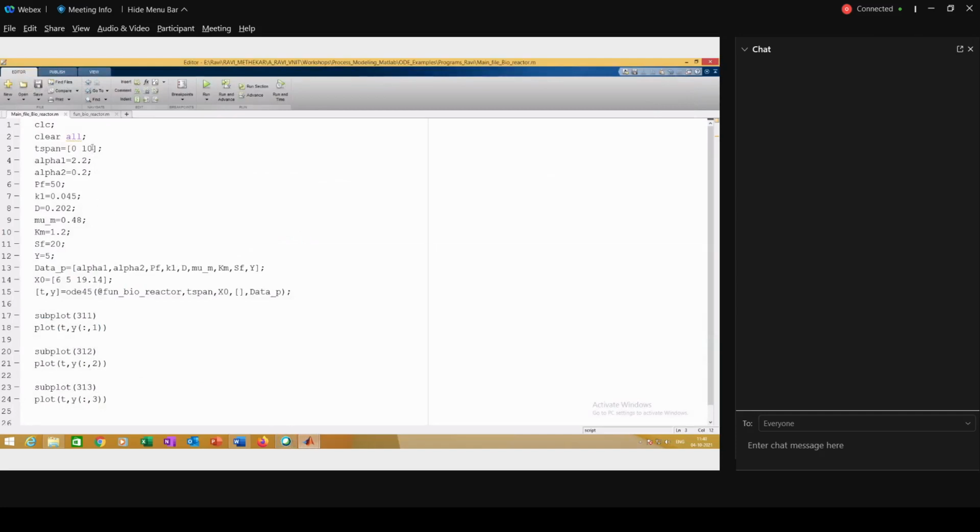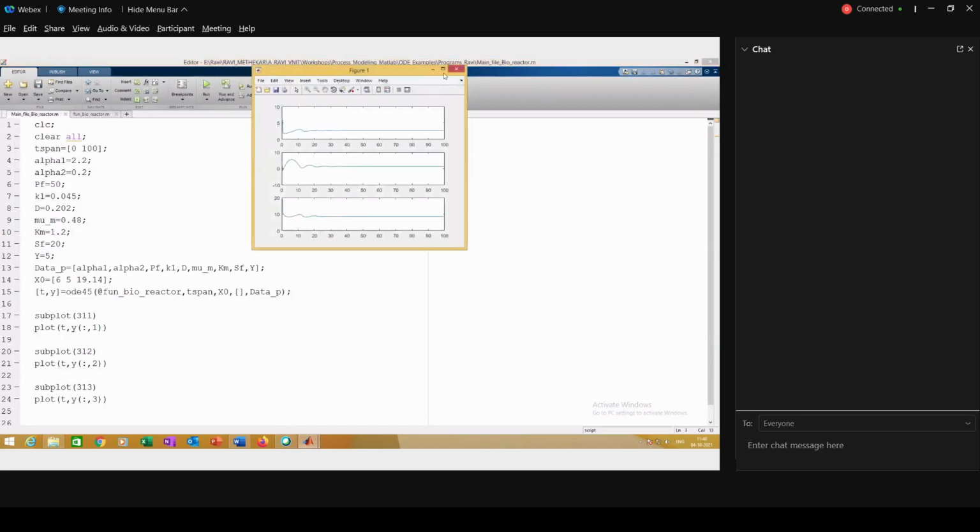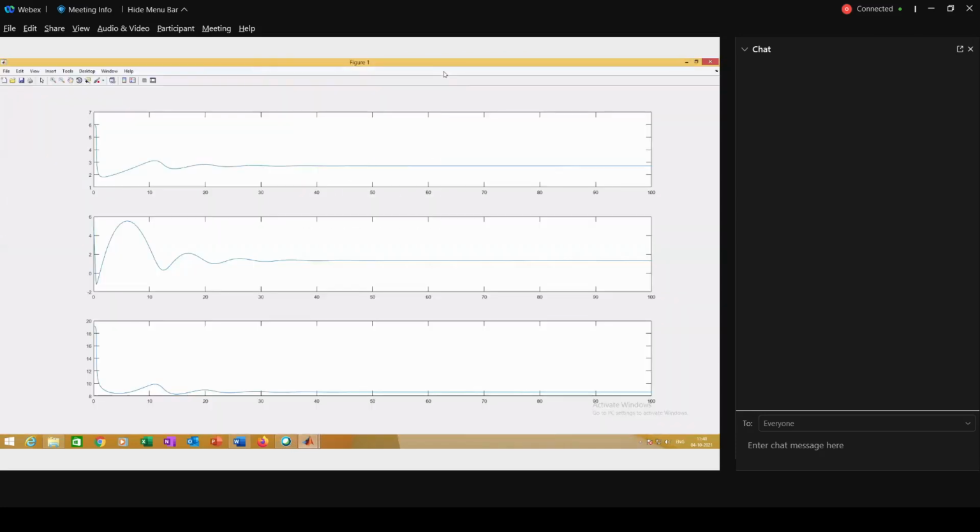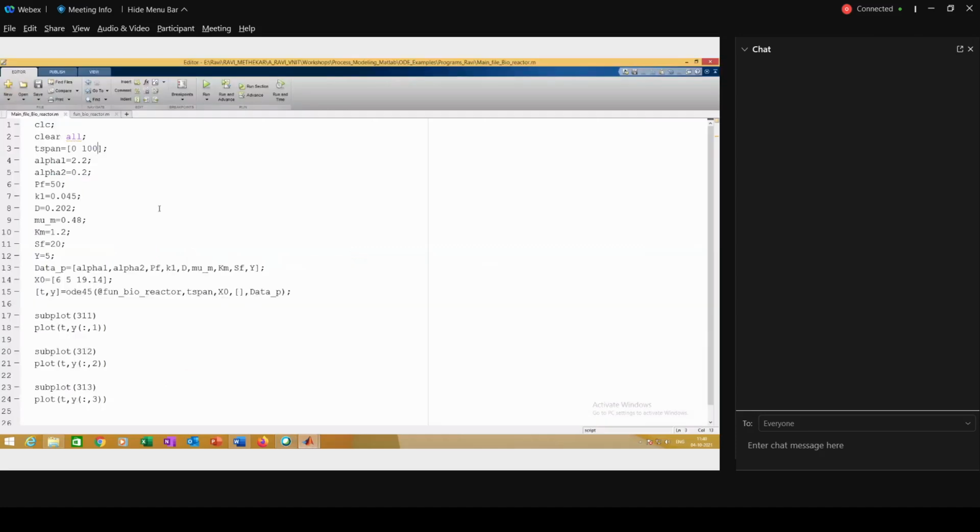Let's see how it goes if I increase it to 100. Okay, so it got settled. If you look at 100 seconds or minutes, whatever that may be, the system got pretty much settled. But we don't want to simulate it up to 100. We might simulate it up to 40. If you look at 40, it's all going to settle. Okay, so we change this to 40.